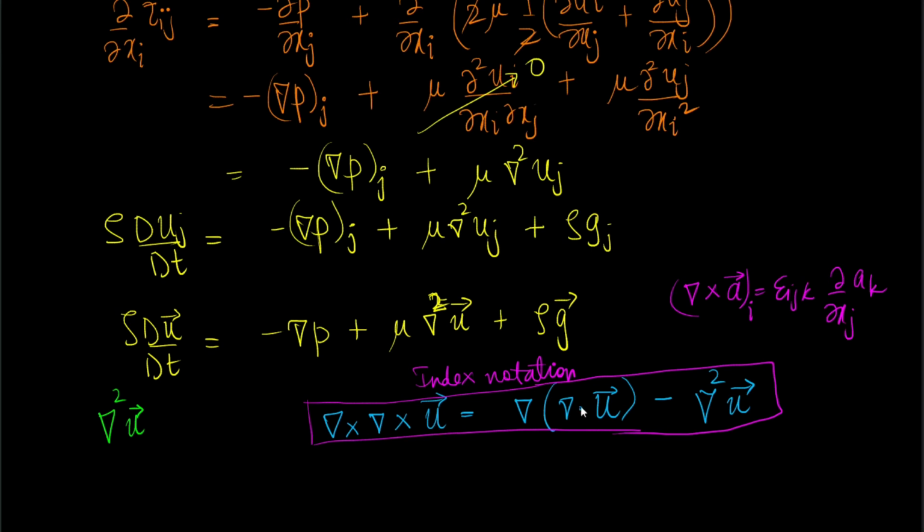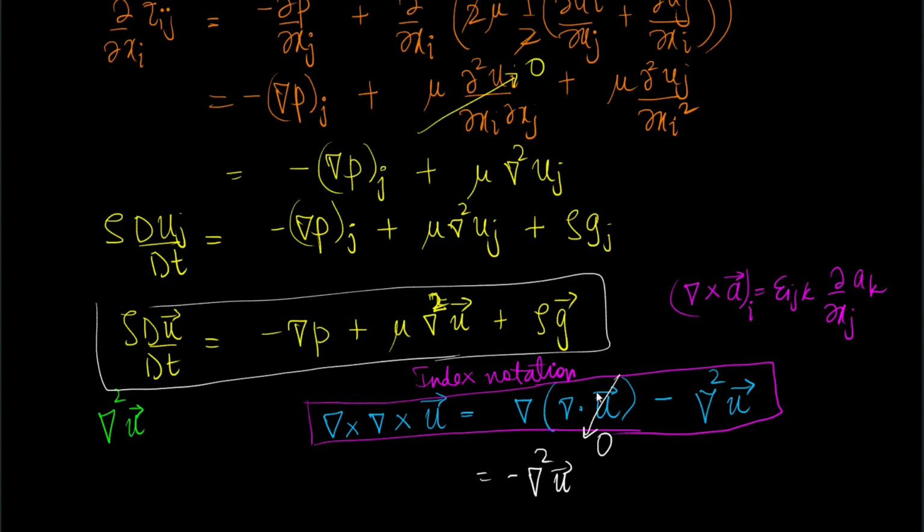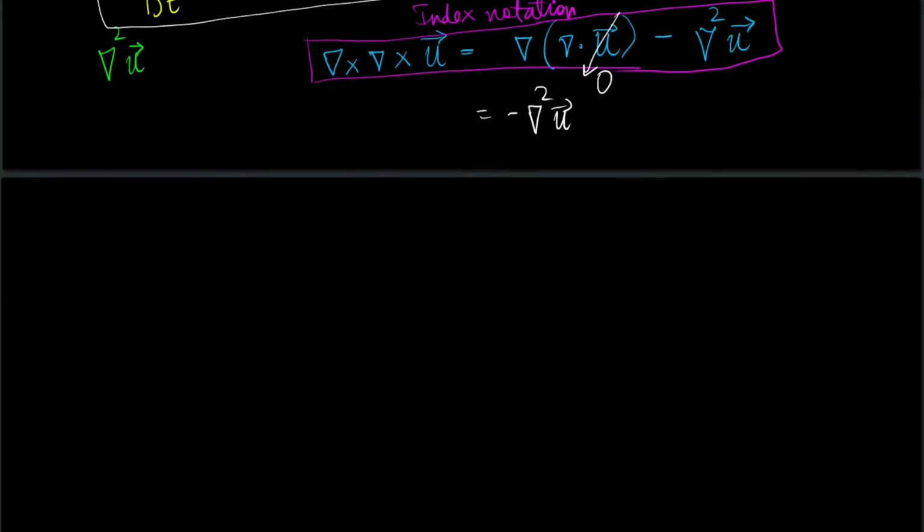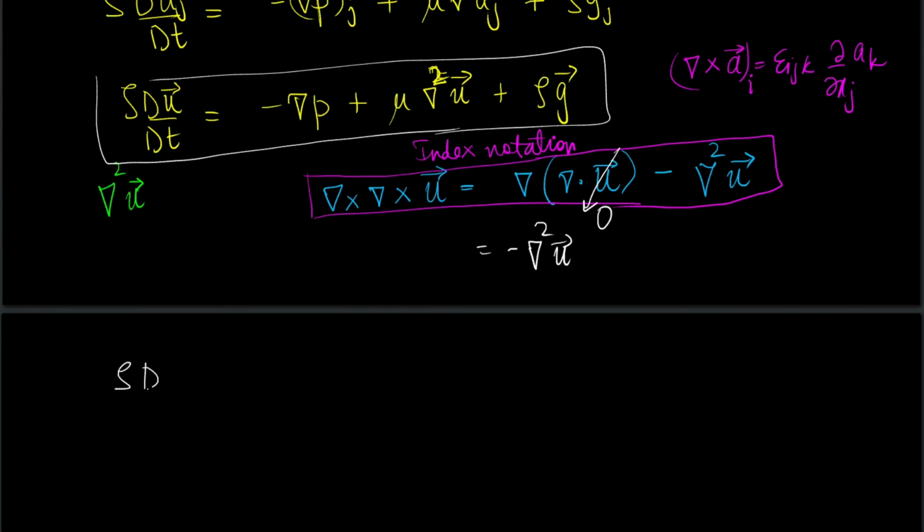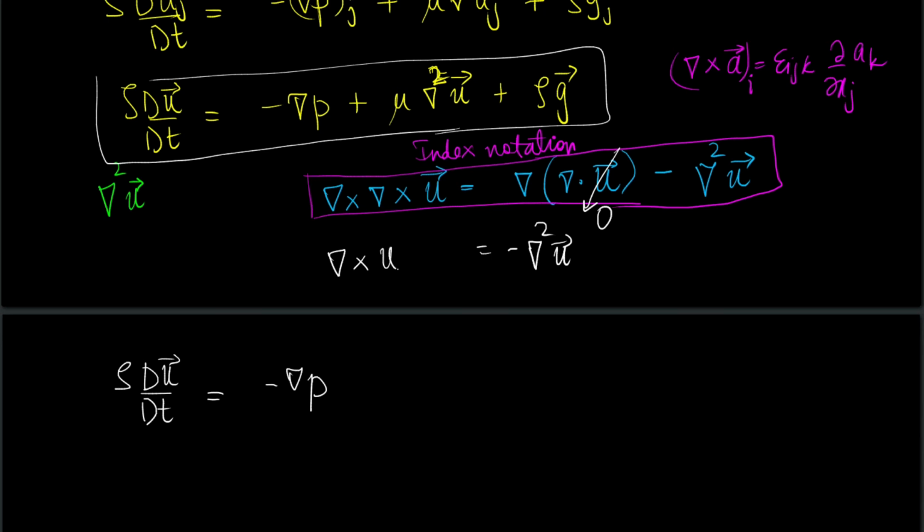Using this, if the flow is incompressible, this vanishes. So this becomes equal to minus of the Laplacian of u. So this particular equation may be simplified as rho du dt is equal to minus gradient of pressure. So now using this identity, so curl of the velocity will be vorticity.